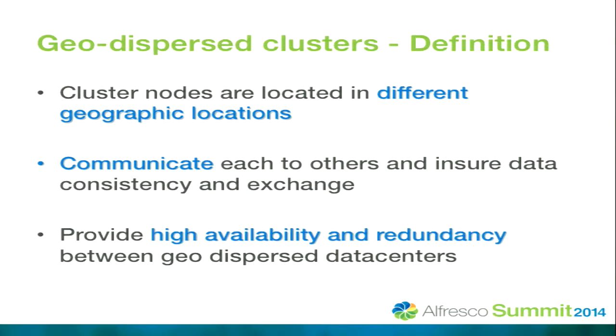So the definition of a geo-dispersed cluster, as everyone knows, is that when you have a cluster, each node or a couple or group of nodes are distributed into different continents, different cities or different countries. These nodes communicate with each other in order to ensure data consistency and act as a single system when the system is distributed, or just to provide high availability and redundancy where the system is replicated over 2 data centers. We define 2 main families.